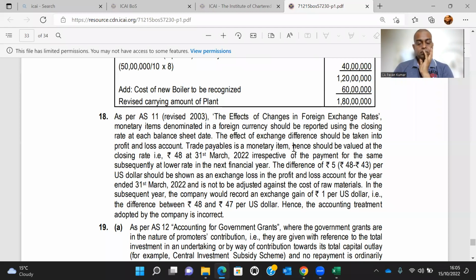Hence it should be valued at the closing rate, that is 48 at 31st March 2022, irrespective of the payment subsequently at a lower rate in the next financial year. Correct. The difference of 5 rupees, 48 minus 43 per US dollar, should be shown as an exchange loss in the profit and loss account for the year ended 31st March 2022. They said the difference of 5 rupees, between 48 and 43, should be shown as exchange loss in P&L.